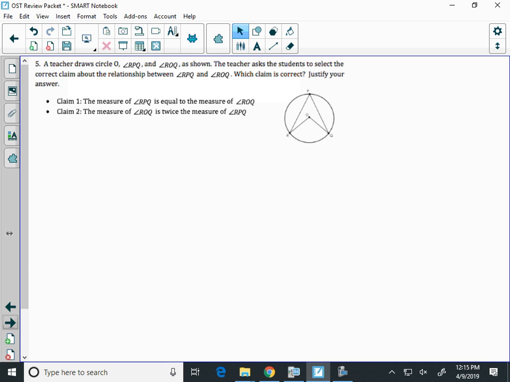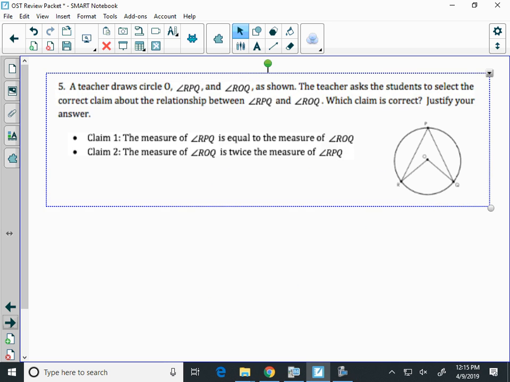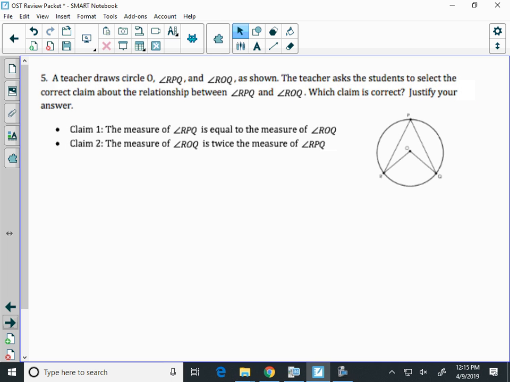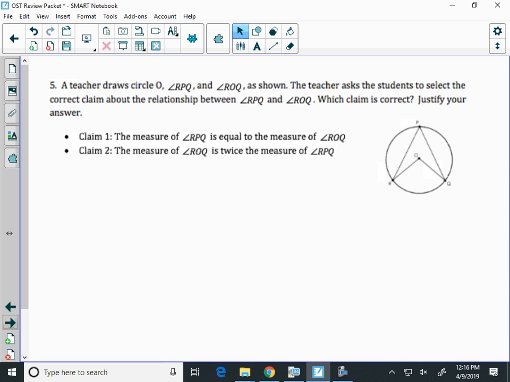Alright, last one. The teacher draws circle O on the board, and then those two angles, ROQ and RPQ. The teacher asks the students to select the correct claim about the relationship. What is the correct claim? Are those two angles the same, or is ROQ twice the measure of RPQ? Claim 1 or claim 2? Well, what is it? Yeah, it's claim 2.